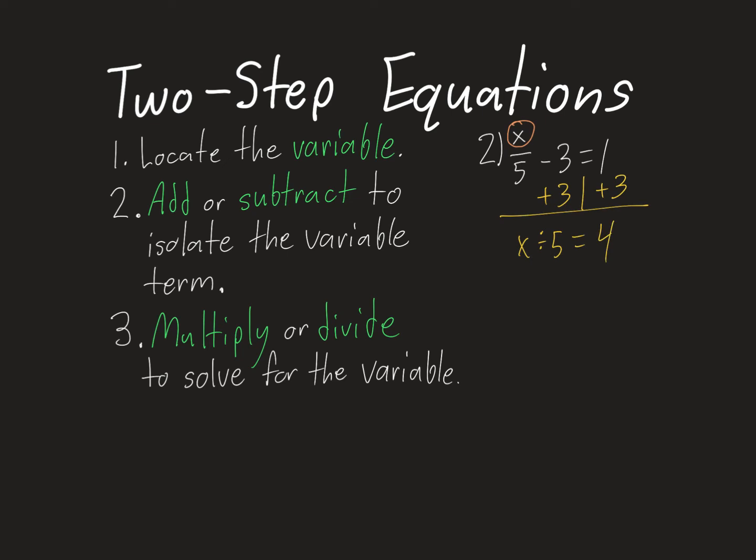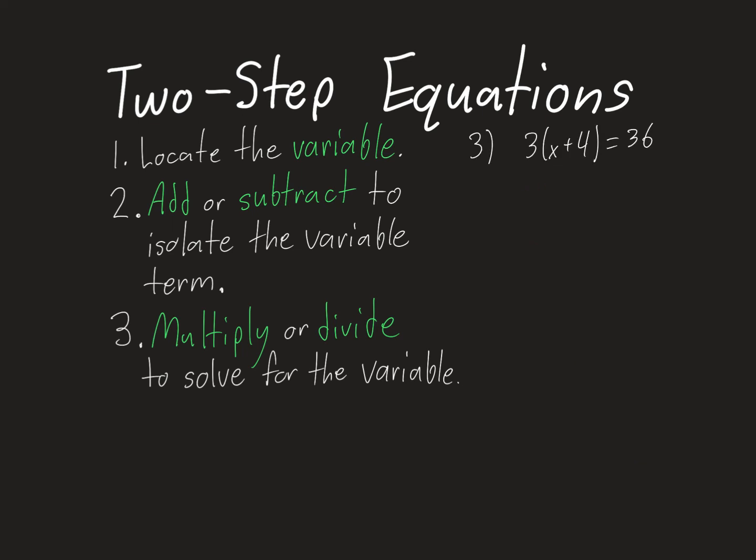Since the inverse of divided by 5 is multiplying by 5, and whatever we do to the left, we do to the right, we will end up with x equals 20. Lastly, let's check our answers. Well, if we have 20 divided by 5 minus 3 equals 1, 20 divided by 5 will give us a 4, minus 3, which does indeed give us 1. Since 1 is equal to 1, our answer checks out and we have correctly solved this equation.